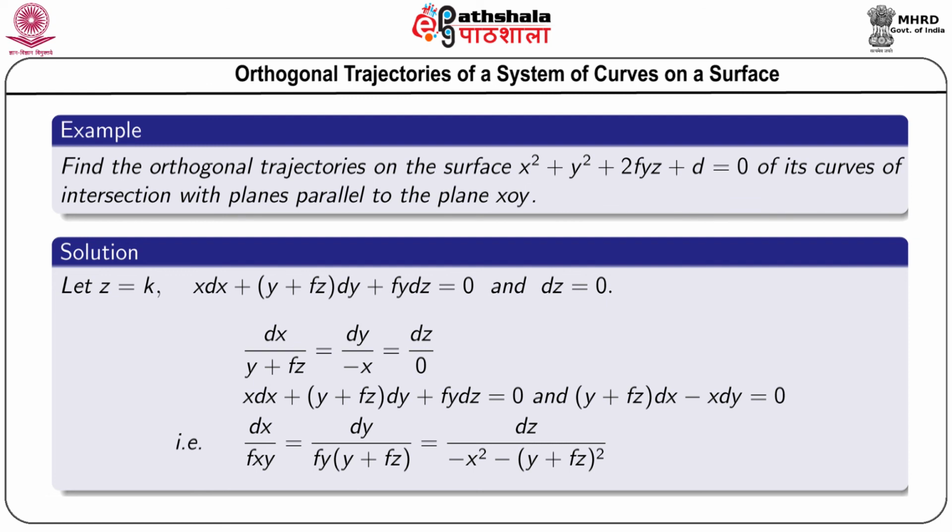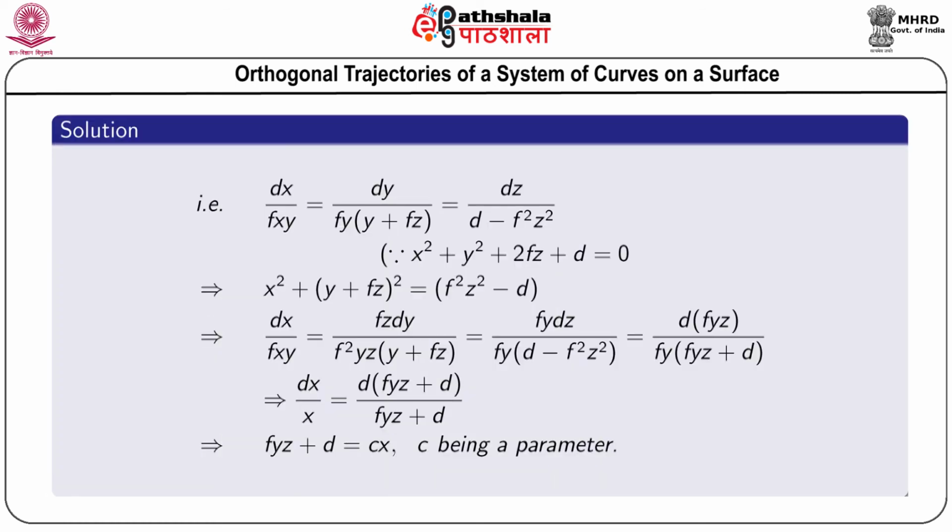Now, we solve this simultaneous equation using the different methods which we have described already. We will get the solution like this. So, this is one solution, and this gives the orthogonal trajectories together with the equation of the surface, which is written here. So, the system of orthogonal trajectories is given by this equation and the integral of this curve, that means this equation fyz plus d equals cx.